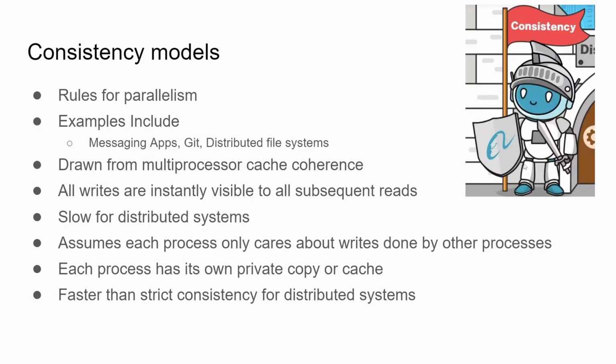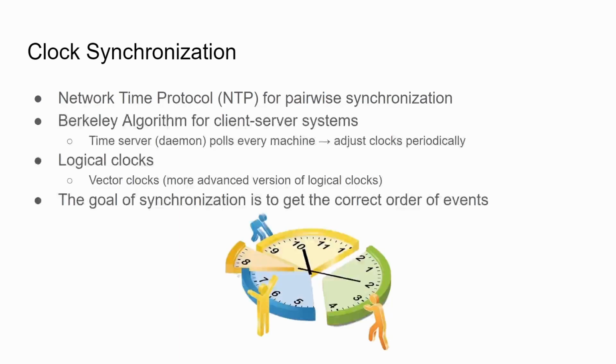Moving on to some consistency models, there are some rules for parallelism. Some of these examples include messaging apps, GitHub, and distributed file systems, and these are drawn from multiprocessor cache coherence. In strict consistency, all writes are instantly visible to all subsequent reads, but it's also slow for distributed systems. Another model assumes that each process only cares about writes done by other processes. Each process, though, has its own private copy or cache, and this is faster than strict consistency for distributed systems.